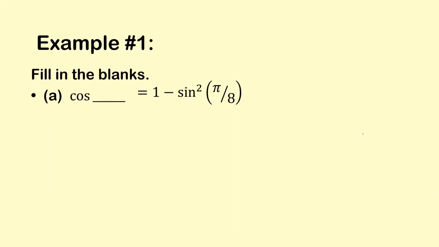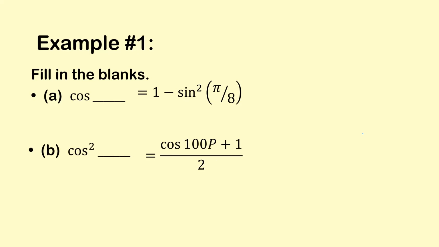Now, let's fill in the blanks here using the identities we just derived. Cosine of blank is equal to 1 minus sine squared of pi over 8. Ano kaya yung ating version dito? Actually, dapat may cosine squared pala, no? It should be cosine squared of pi over 8. Using the Pythagorean identity lang natin, di ba? So it should be cosine squared of pi over 8.